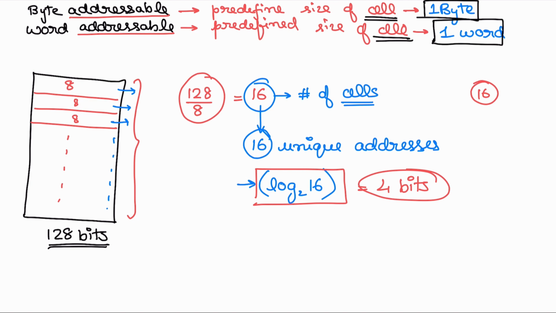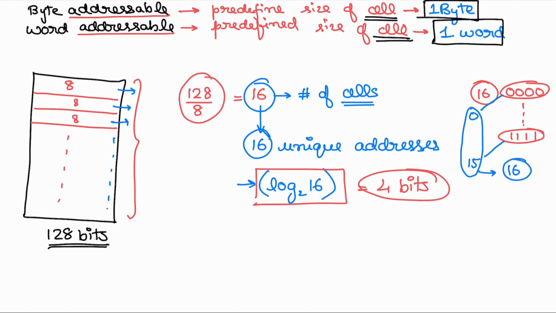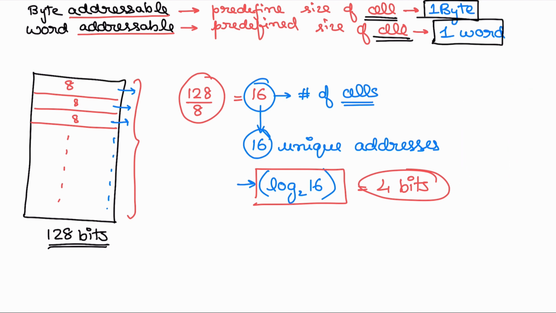If we have 4 bits, we can represent 16 numbers, ranging from 0000 to 1111. If you have some understanding of integer to binary conversion, you must know that this value is 0 and this value is 15. So from 0 to 15 there are 16 values. We will require 4 bits in order to represent an address.